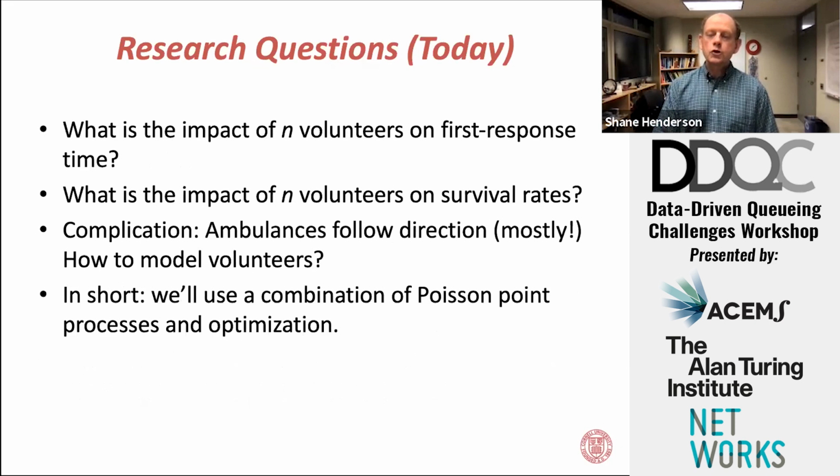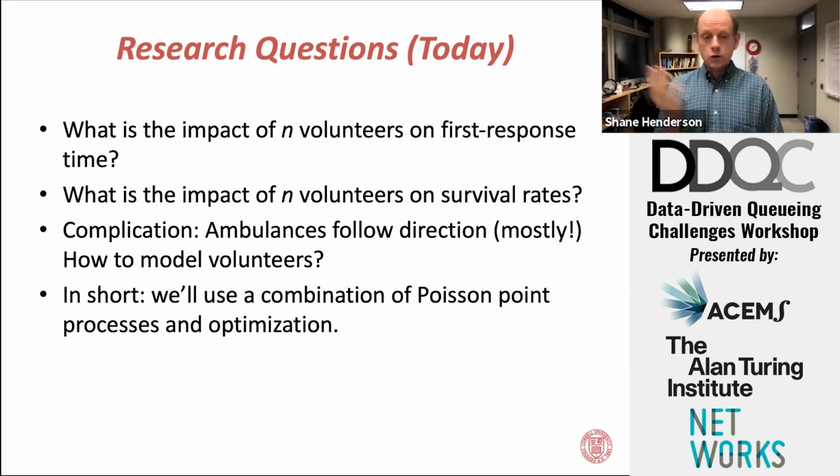So the research questions that we want to look at for today in this talk are: what's the impact of a certain number of volunteers on the first response time? What's the impact on survival rates? And one of the things that makes this difficult is that ambulances are supposed to be centrally controlled. You know, sometimes the drivers have their own ideas, but they're supposed to be centrally controlled, and so we can direct them where we want them to go.